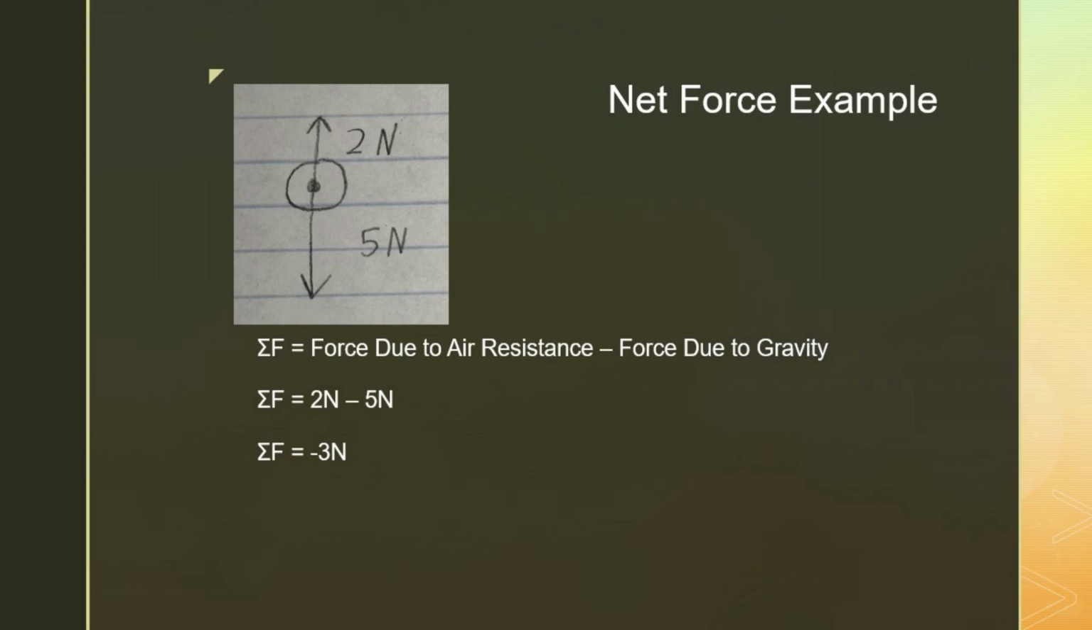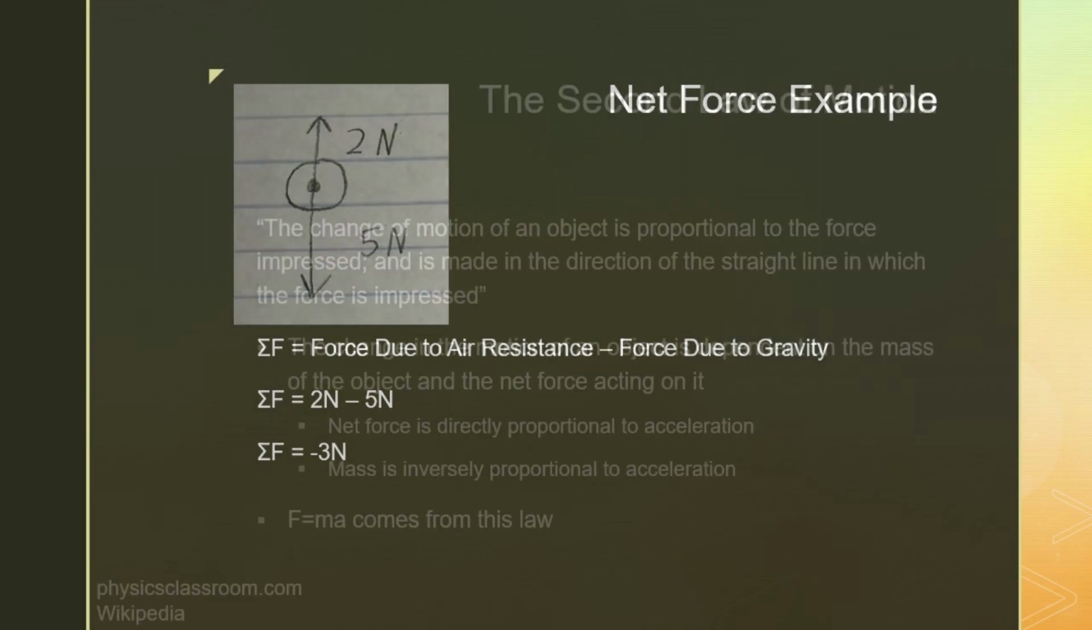The unit of force is the Newton, which I will get more into when we talk about Newton's second law of motion. Also, this symbol before the F is the Greek letter sigma, and it is used to represent the sum of. In this case, net force is the sum of all forces acting on the object. Taking up to be the positive direction, we get a net force of -3 newtons, or 3 newtons downwards.